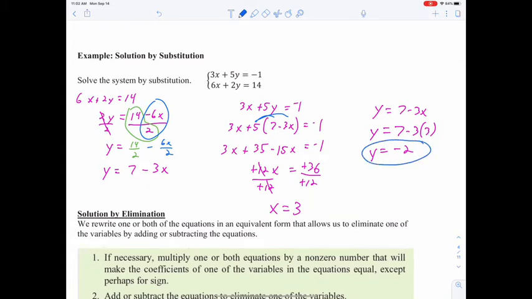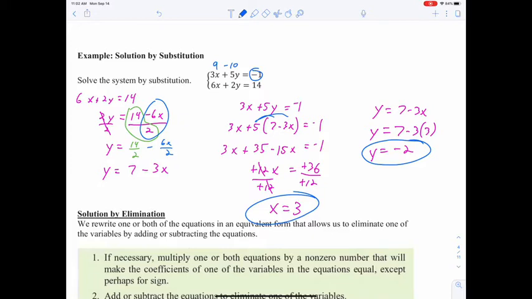Okay, I want to keep those answers circled. Let's see, if x equals 3, then that's a 9. Y is -2, so that's -10. So 9 minus 10 is -1. See, it works. Check the other one.